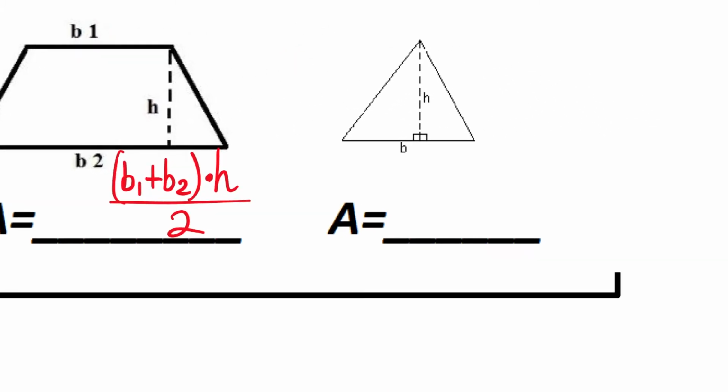And then for this triangle, how do we find the area of that? Base times height divided by 2. There you go. Just base times height divided by 2.